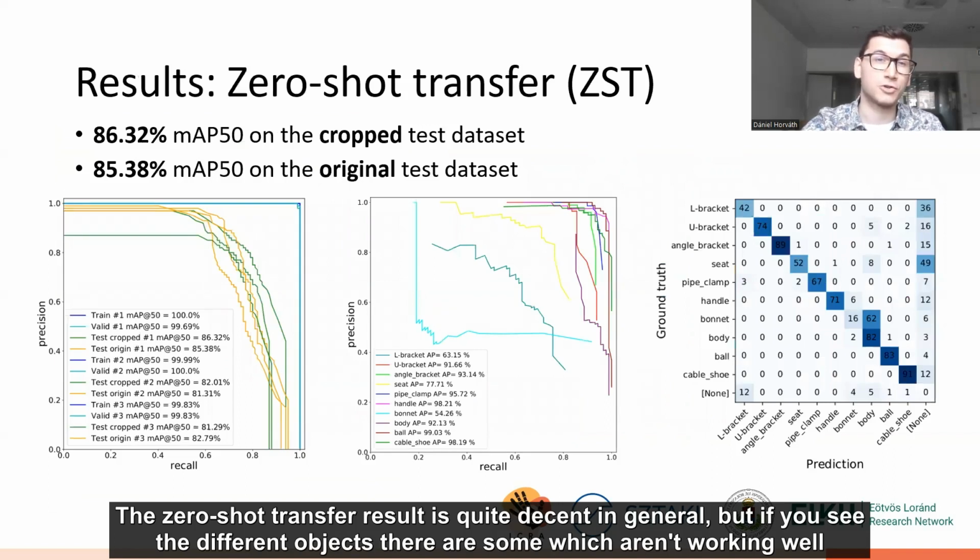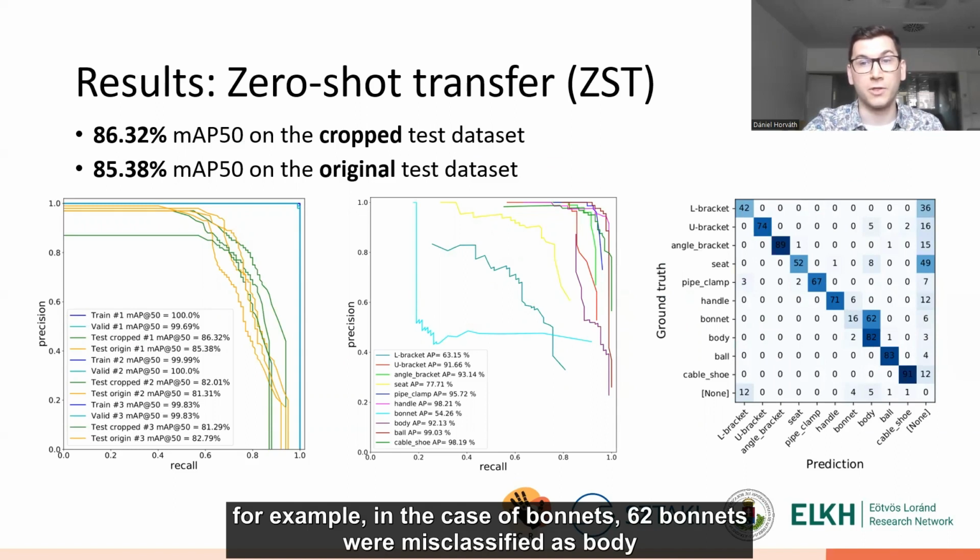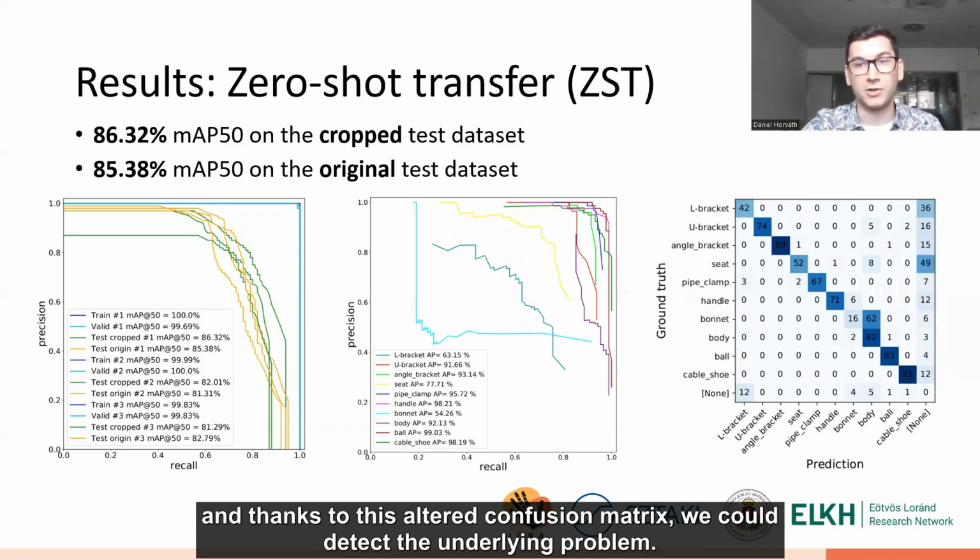And as a result, we have a zero-shot transfer result, which is quite decent in general. But if you look at the different objects, there are some objects on which it's not working that well. And the main reason that we figured out, using this altered version of the confusion matrix for object detection, is that, for example, 62 bonnets were misclassified as body. And thanks to this altered confusion matrix, we could detect that this is the underlying problem.